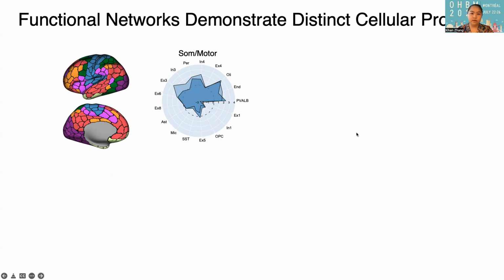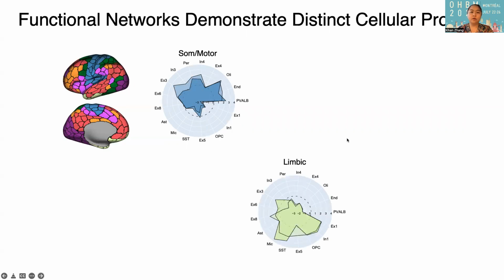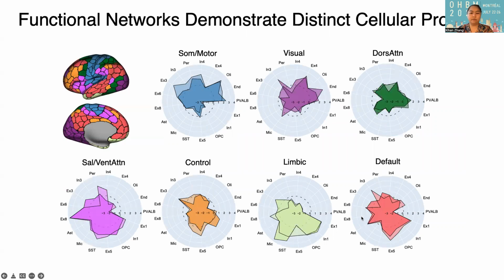As you can see, in the somatomotor network, parvalbumin and oligodendrocytes are very enriched, but excitatory 1 and inhibitory 1 are much less present. This pattern is almost flipped in the limbic network. You can see excitatory 1 and inhibitory 1 are very enriched, but oligodendrocytes and parvalbumin are much less present. Excitingly, we observed these visually distinct cellular profiles across each network, which suggests that the heterogeneous enrichment of the cell types could potentially serve as a fingerprint to identify the functional network.